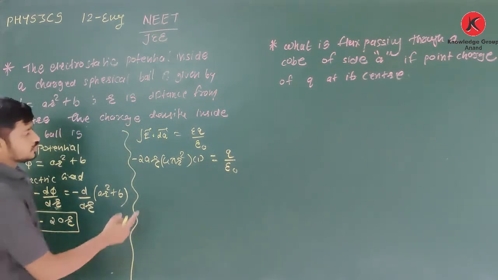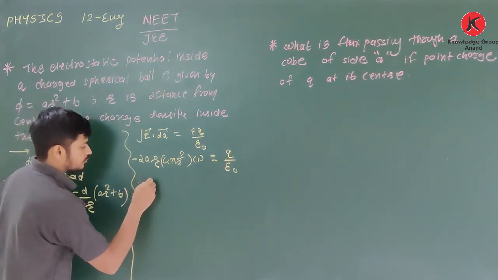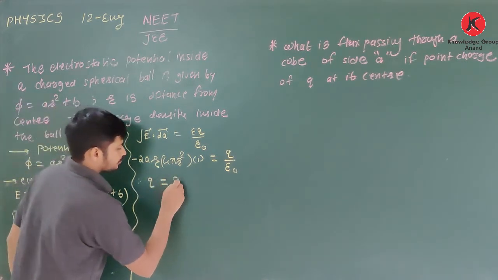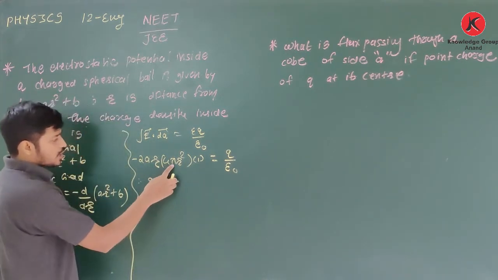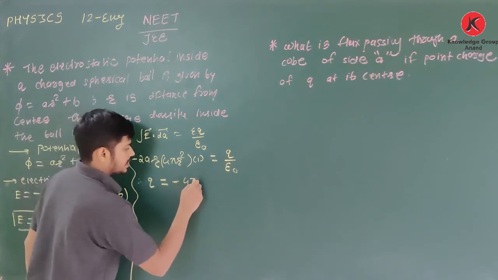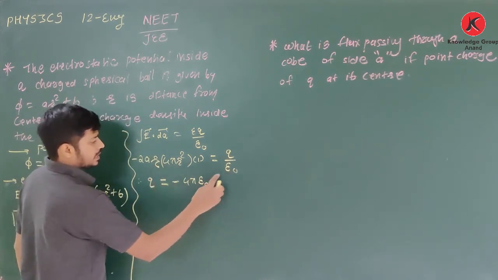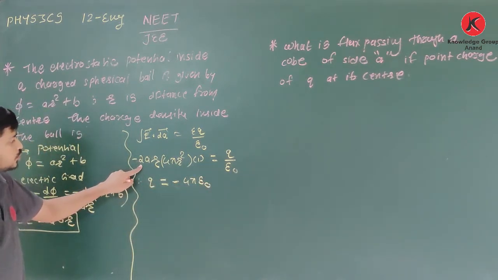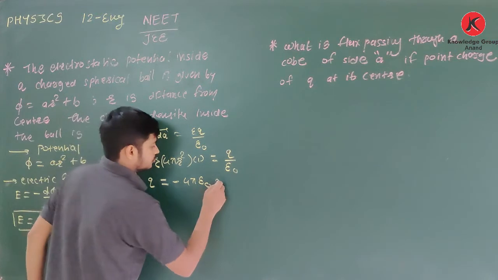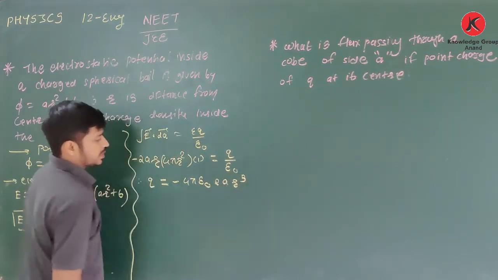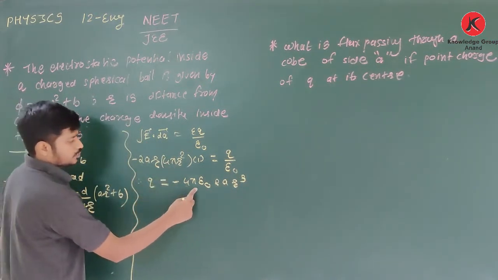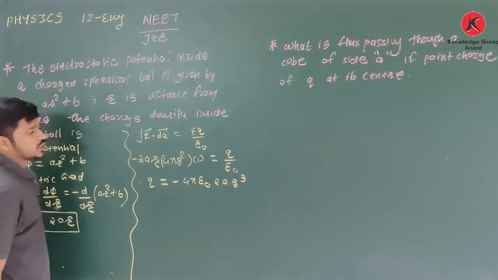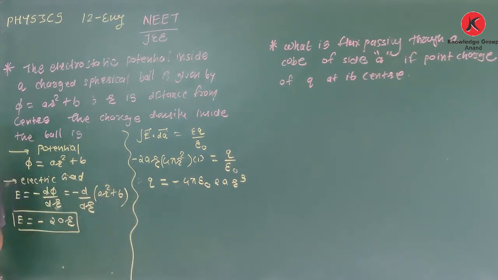Clear about this? So what is this equation? Therefore Q is equal to, with a minus sign, 4 pi epsilon 0 into the remaining terms, 2AR into r square, which means r cube. So this is the charge.